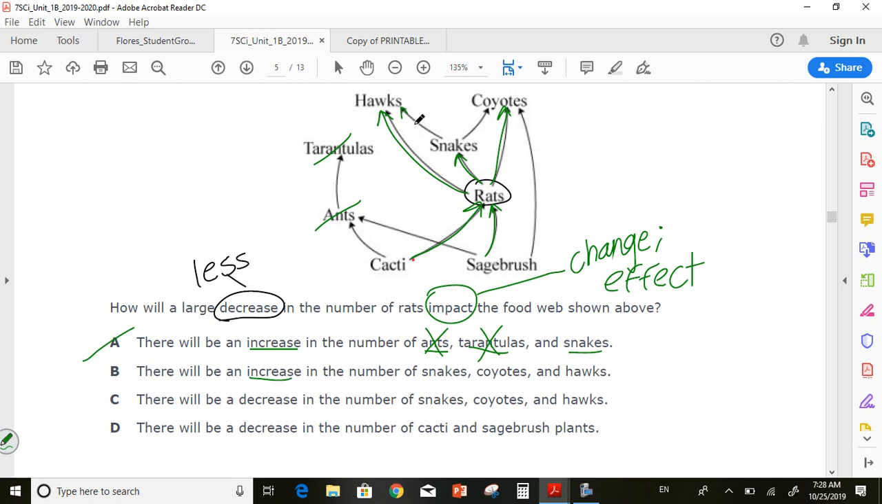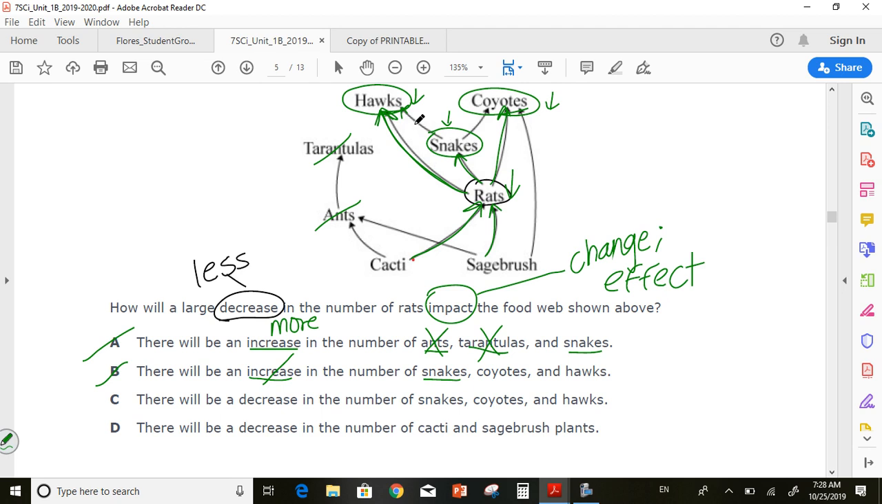There will be an increase in the number of snakes. Okay, are snakes connected? Yes. Are the coyotes connected? Yes. And the hawks. But that meant that these food sources right here, the snakes, the hawks, the coyotes, they lost a food source. So if this number is going down, their numbers are also going to go down. An increase is that there's more. Well, that's not so much the case. B cannot be your answer. Their numbers are going to be going down.